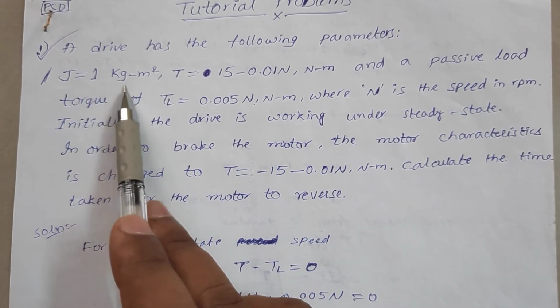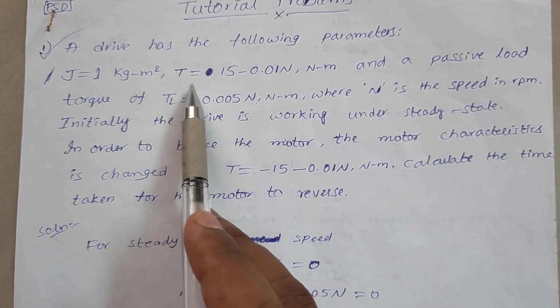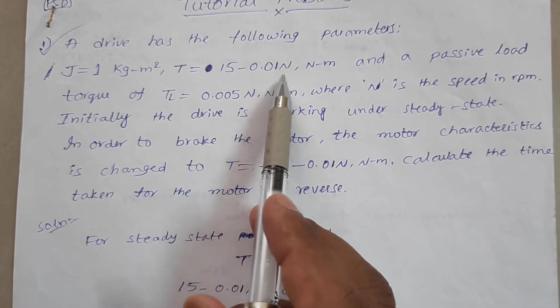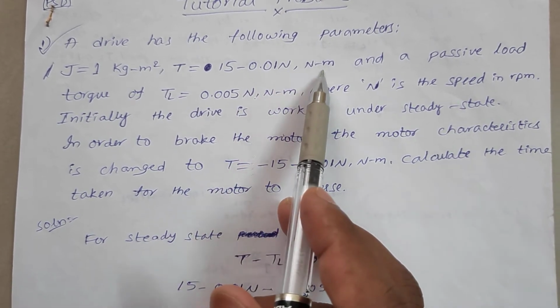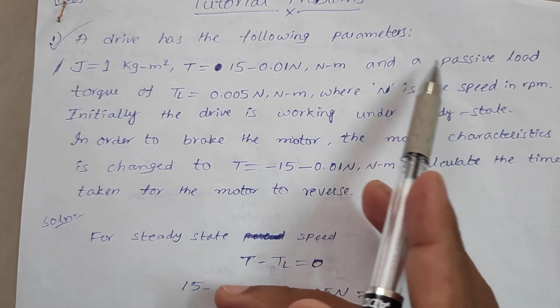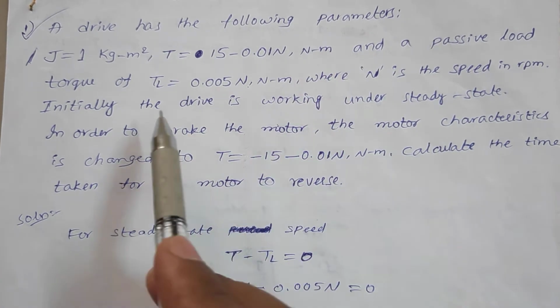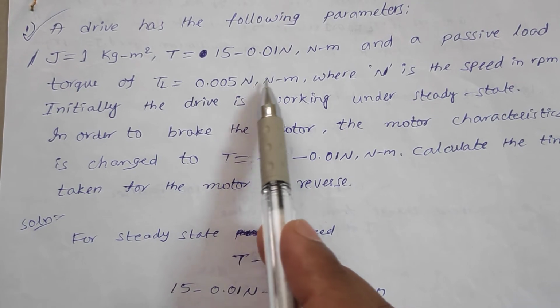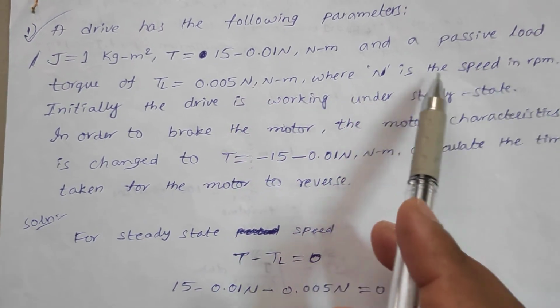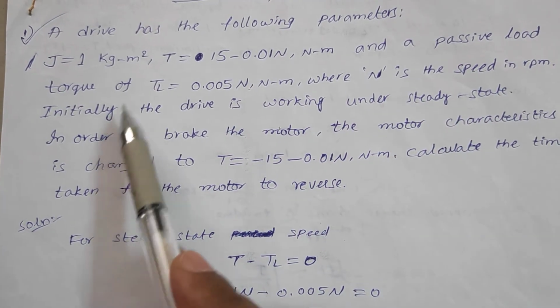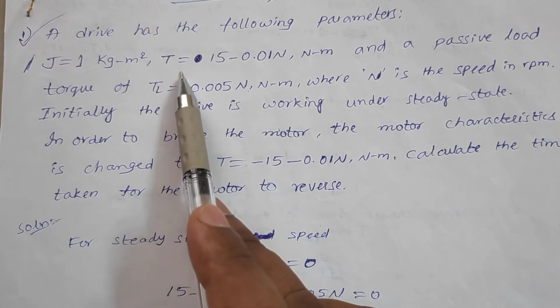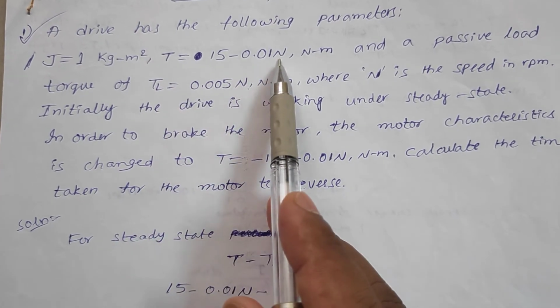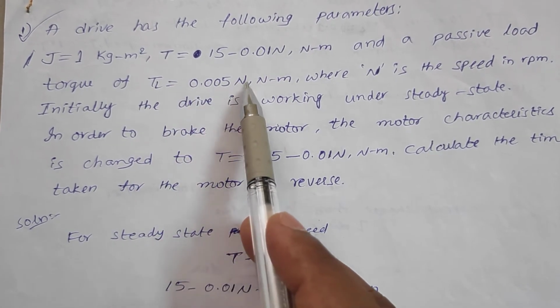Inertia J is equal to 1 kg meter square. Motor torque T is equal to 15 minus 0.01 N, in Newton meter. And a passive load torque of TL is equal to 0.005 N in Newton meter, where N is the speed in RPM. That means the motor torque is proportional to the speed and the load torque is also a function of speed N.